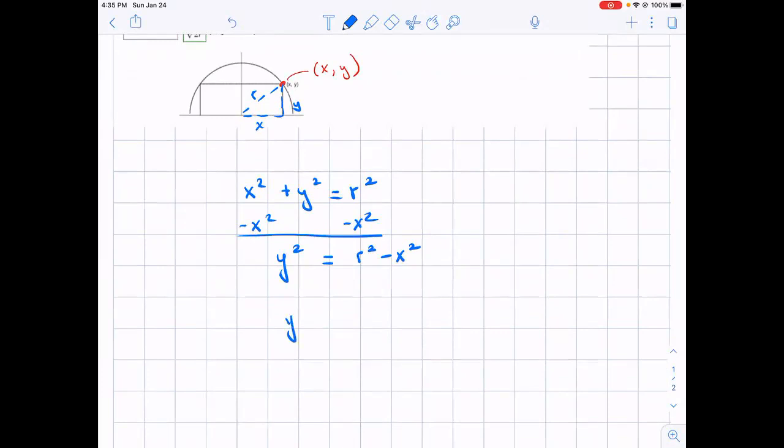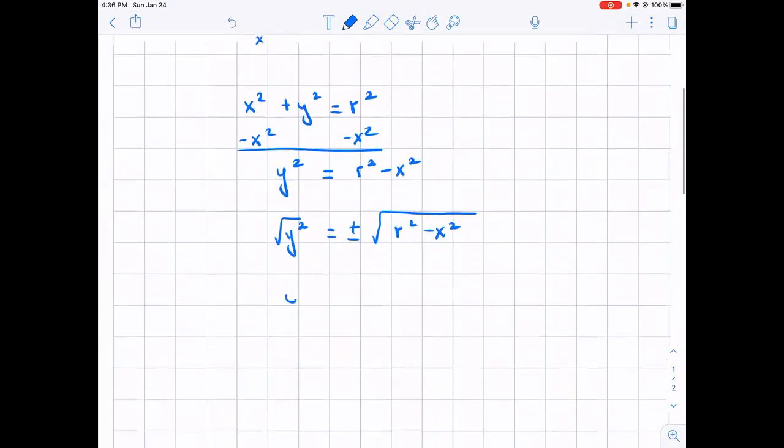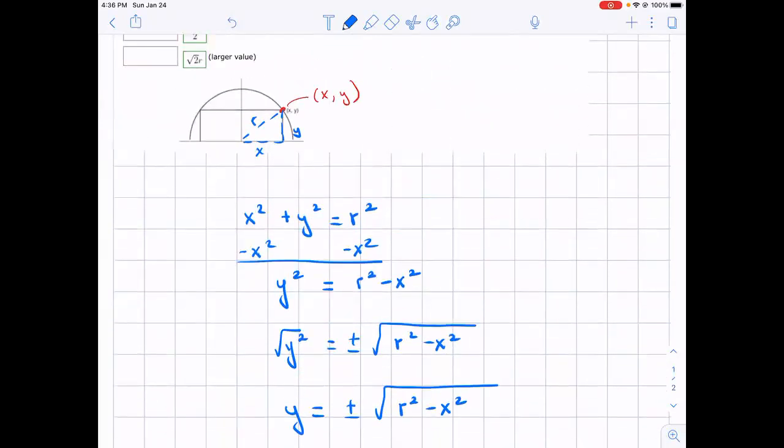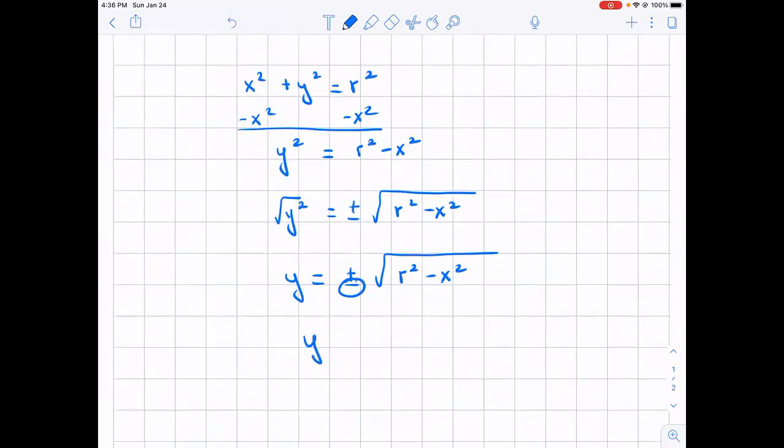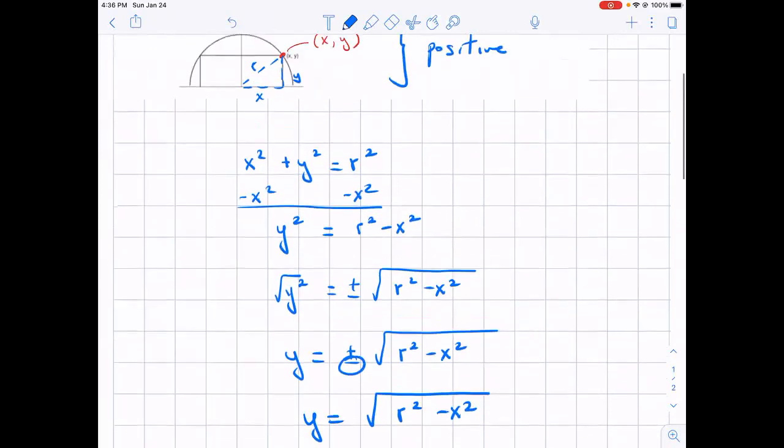Then if we take the square root of both sides, we get plus or minus the square root of r squared minus x squared. So y is equal to plus or minus the square root of r squared minus x squared. Now, because the semicircle is in the positive region only, anything here is positive, so we don't need the negative. So y is equal to the square root of r squared minus x squared. So that's an equation for y.